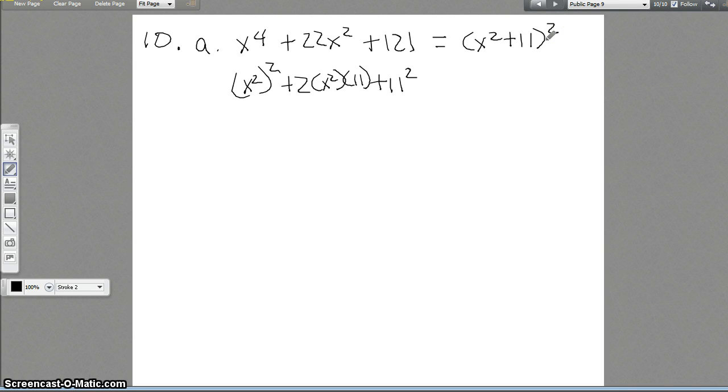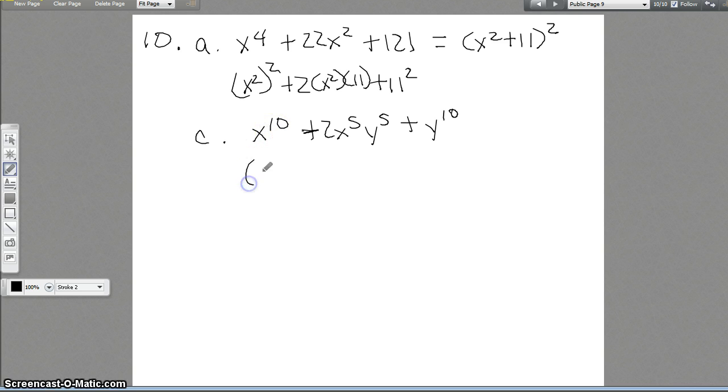Okay, so now let's look at part C. So part C is x to the 10th plus 2x to the 5th y to the 5th plus y to the 10th. Okay, again, I can see that my first and last terms are squares, and my middle term is definitely an even number. So I'm going to try to see if it works as the square of a binomial.